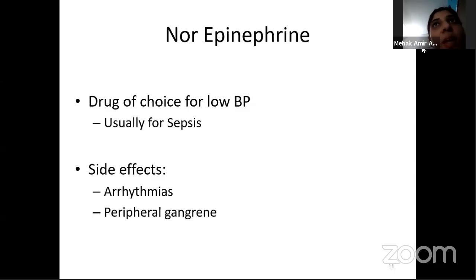The side effects, as you can see, are tachyarrhythmias and peripheral gangrene, because when it is administered peripherally, it tends to vasoconstrict and the tissue perfusion is decreased. Therefore, the chances of peripheral gangrene are much higher, and it is recommended to administer norepinephrine or any other inotropic or vasopressor agent through a central line. Next slide, please.